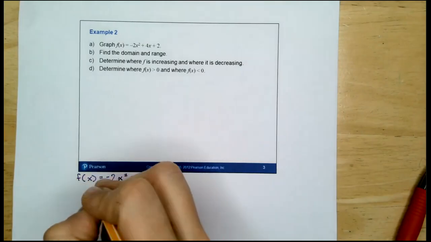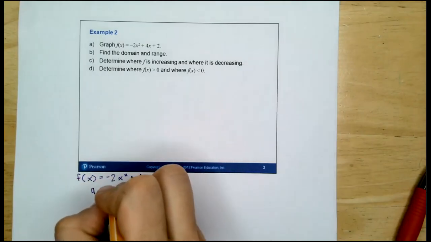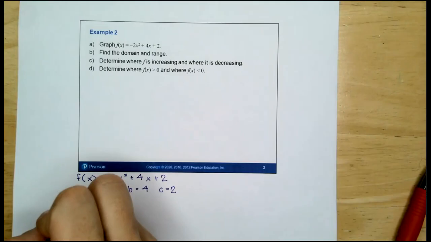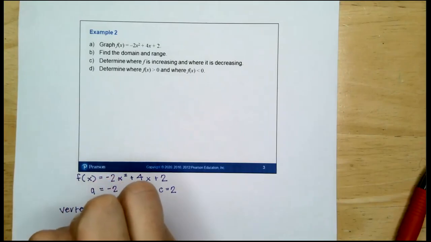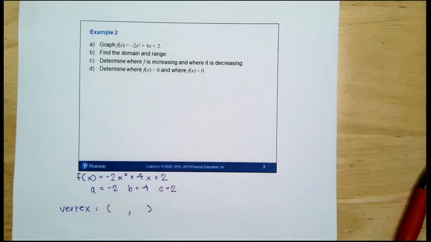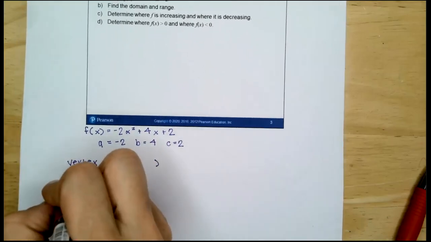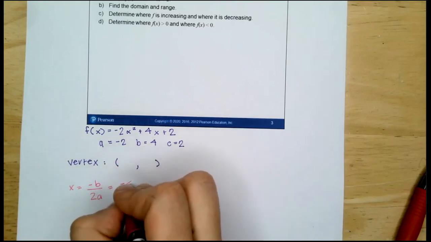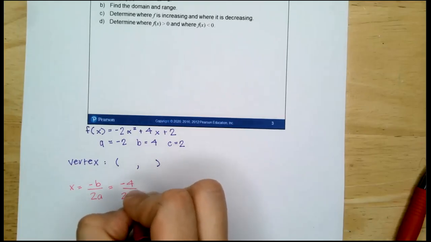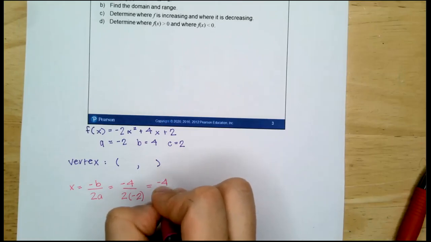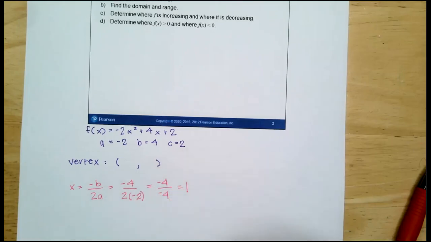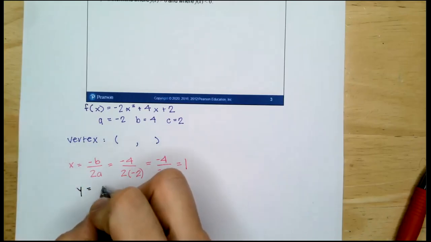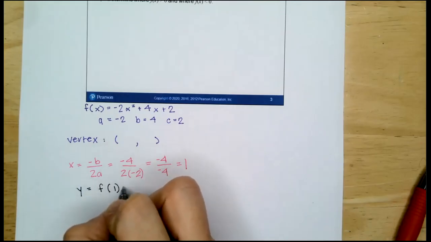So if I'm going to find the vertex, I need to find my a, my b, and my c. A is negative 2, b is 4, and c is positive 2. Okay. Vertex. We have an x, and then we have a y, right? X is negative b over 2a. In this case, b is 4, so it's negative 4 over 2 times negative 2. Negative 4 over negative 4 is just 1. And then my y is just going to be f of 1.